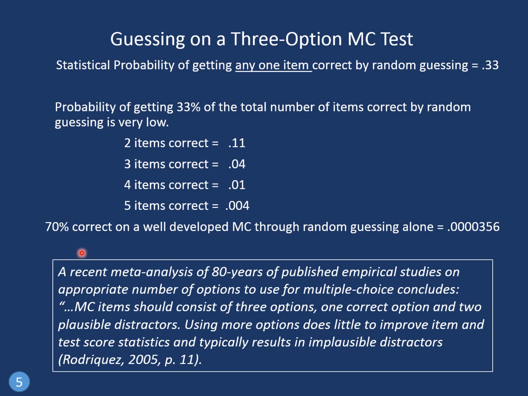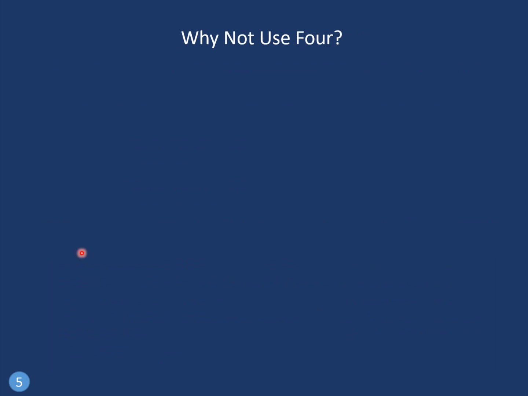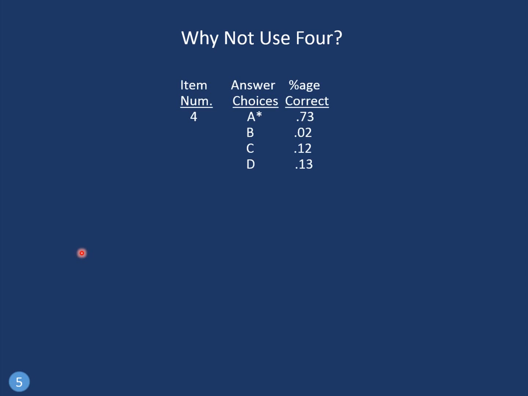And in a recent meta-analysis of 80 years of published empirical studies, and I have several other studies besides these, but this was a well-known one and well-used, Rodriguez in 2005 determined that the appropriate number of options for multiple choice is 3. 1 correct, 2 plausibles. Using more doesn't improve the item scores statistically and typically results in implausible distractors.